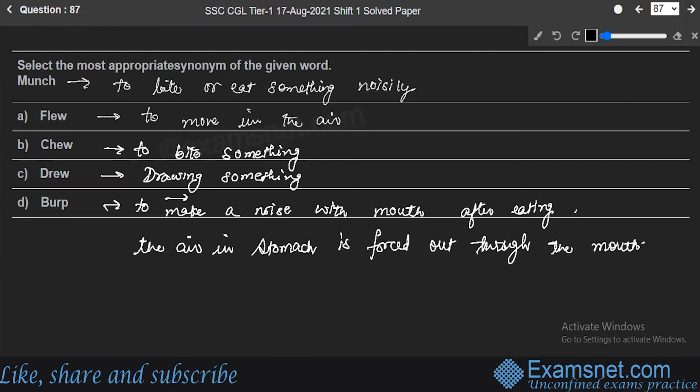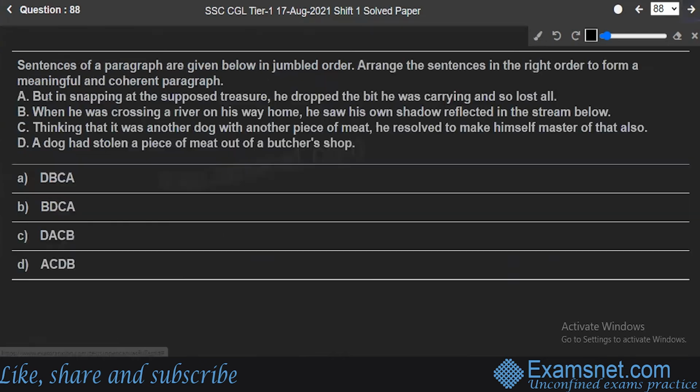Correct? So which is the correct option? Obviously, because we had to find out the synonym, option B is the correct answer to the question. Hope you are clear with this. Then let's move to the next question, number 88.